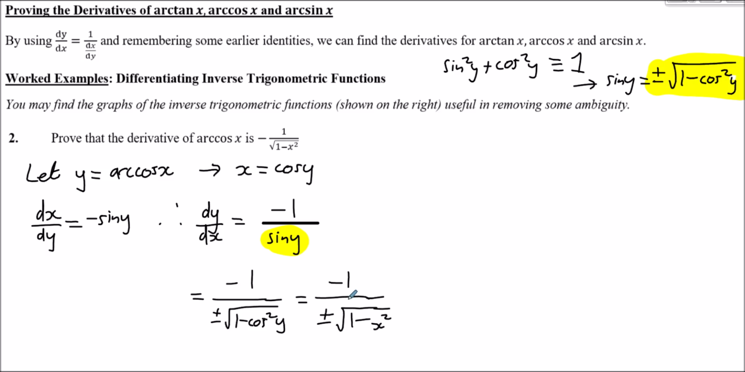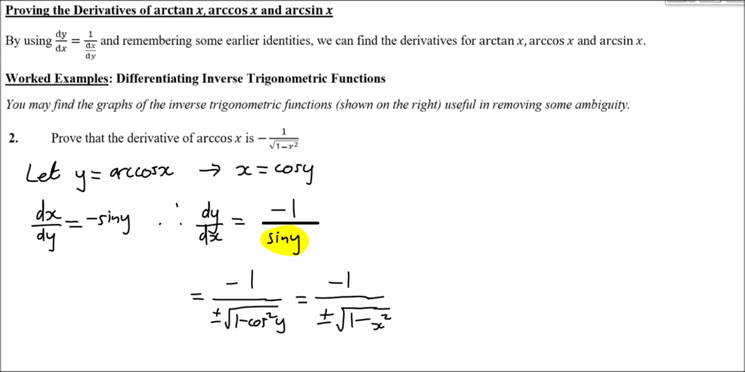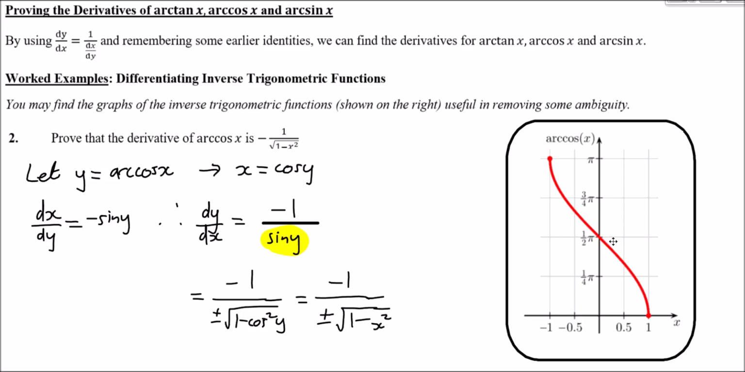This is where again we're going to use the graph to help us decide. So recalling the graph of arccos x, we have this here. And like before, question 1, where the graph of arcsin was clearly positive throughout, this clearly is negative throughout. So what we're needing here is we want the gradient to come out to be negative. For that reason, we've got minus on top. We want it to be positive on the bottom, otherwise a minus and a minus would make it a plus. So therefore what we need is just the positive root, 1 minus x squared, on the denominator.